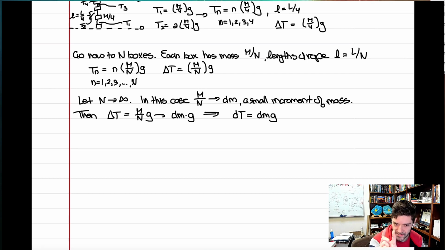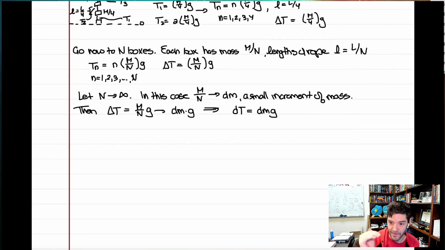The changes in the tension have gotten so small. We'll let that become dt. A small change in the tension as you go up the rope. As you go up the rope as well, a small amount of mass is added to the system, or added to the rope if you think of the total mass as you go up the rope.